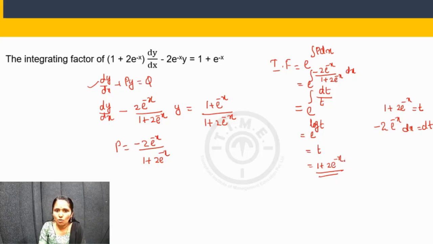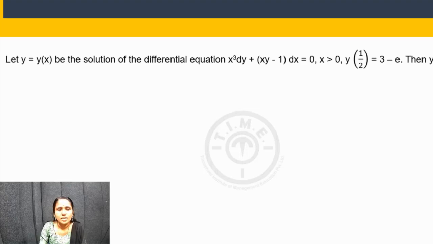Now we will move on to another question. Let y is equal to y of x be the solution of the differential equation x cubed dy plus (xy minus 1) into dx is equal to 0, where x greater than 0, y of 1 by 2 is equal to 3 minus 8. We have to evaluate the value of y of 1.